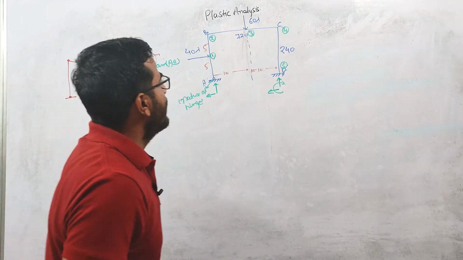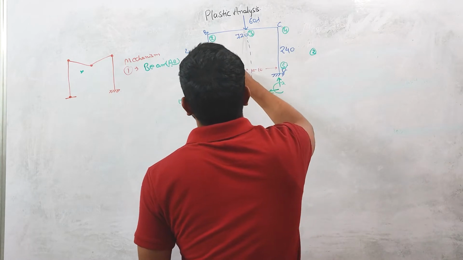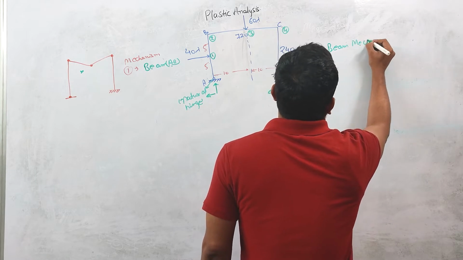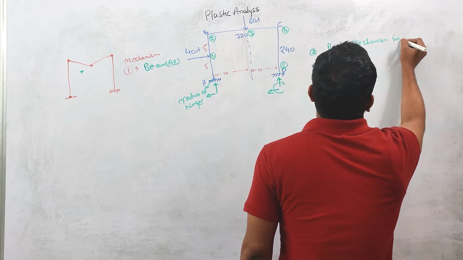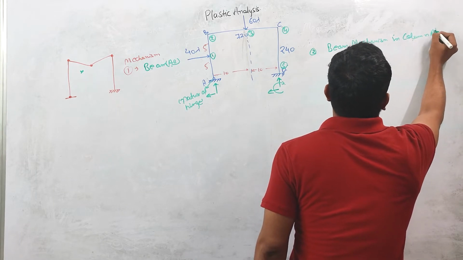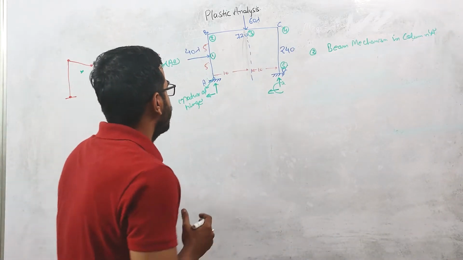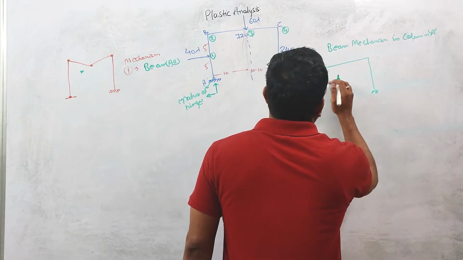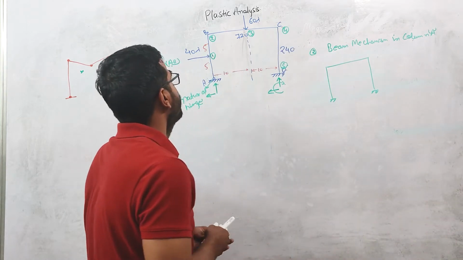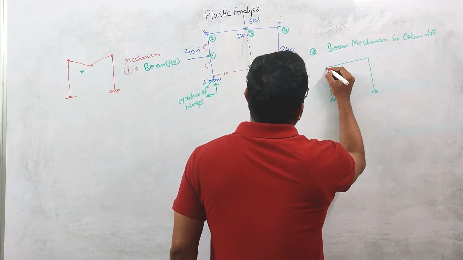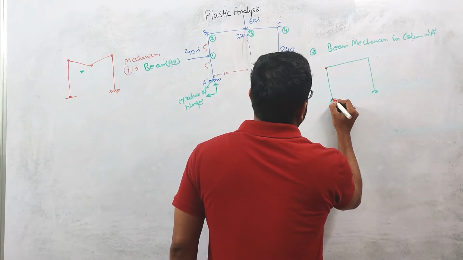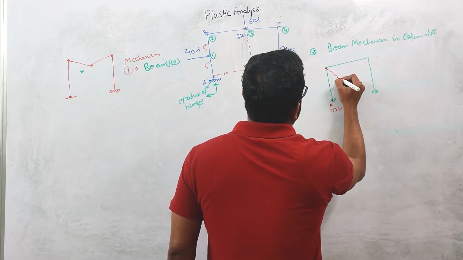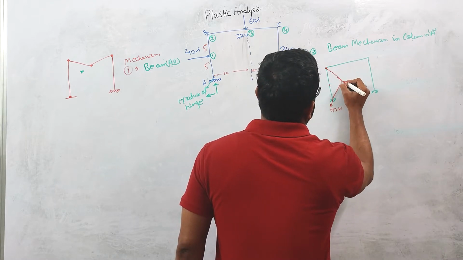Okay, the second independent mechanism will be when there is a beam mechanism in this column, beam mechanism in column AB. If there is a beam mechanism in column AB, let us suppose this is our frame, the plastic hinge will form at this B point, and this is the point of natural hinge. So one plastic hinge will form under this point load. So the beam mechanism in the column will look like this.